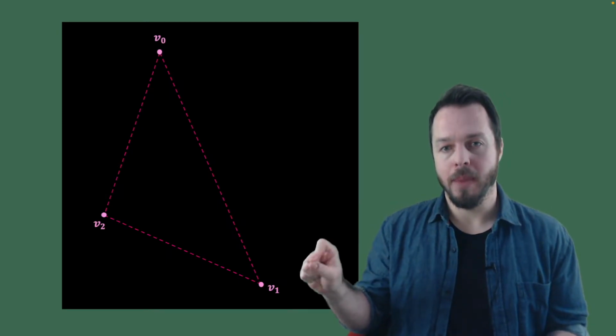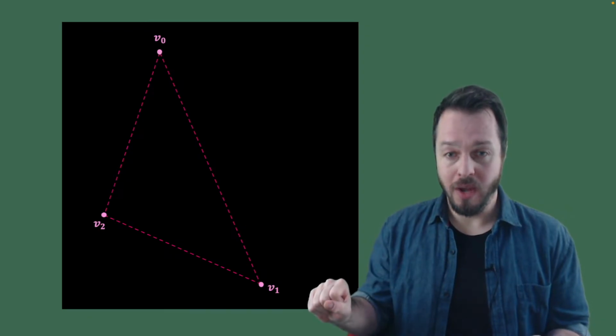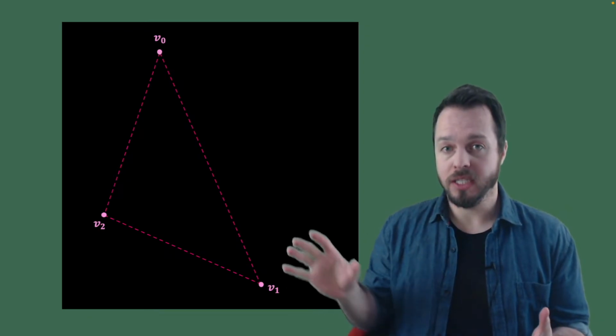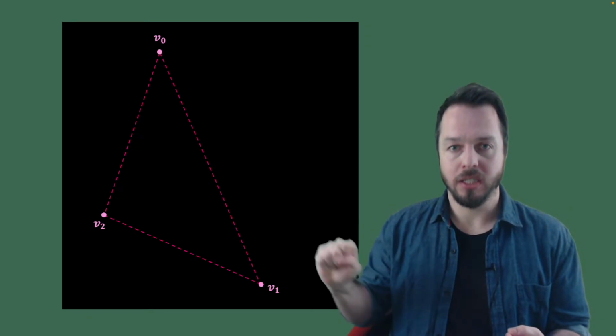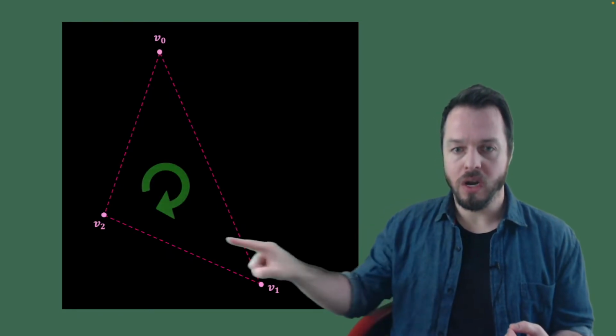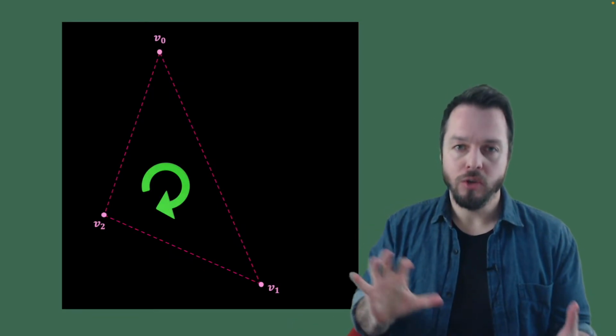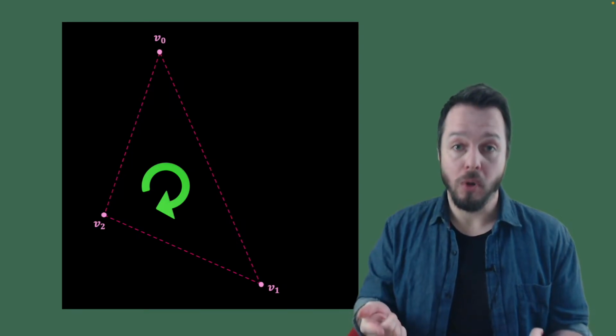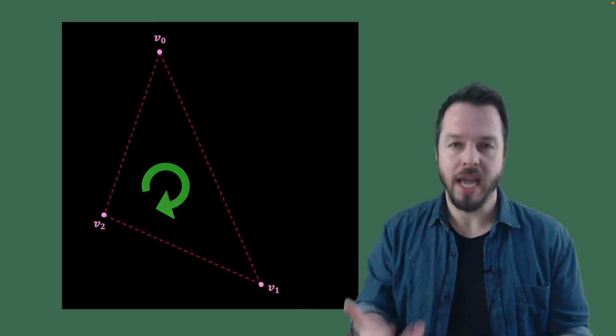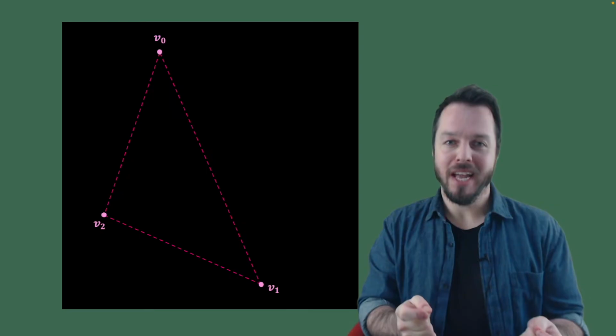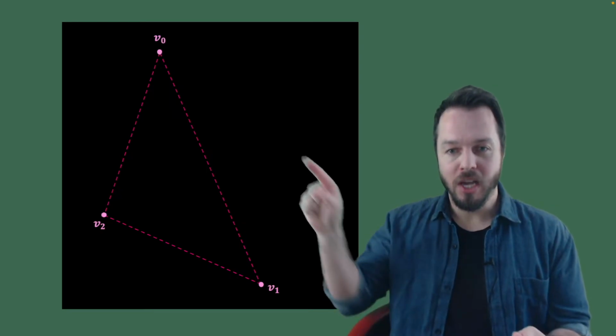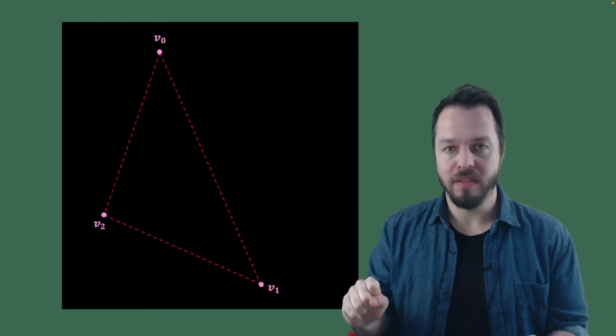Triangles are formed by vertices, right? We have vertex 0, vertex 1, vertex 2. I am choosing to represent these vertices in clockwise order. Do you see? V0, V1, V2. The order that you choose to represent these vertices is super important whenever you are talking about a 3D engine. So at the beginning of a 3D engine, you need to specify what is the order, right? The winding order of the vertices.